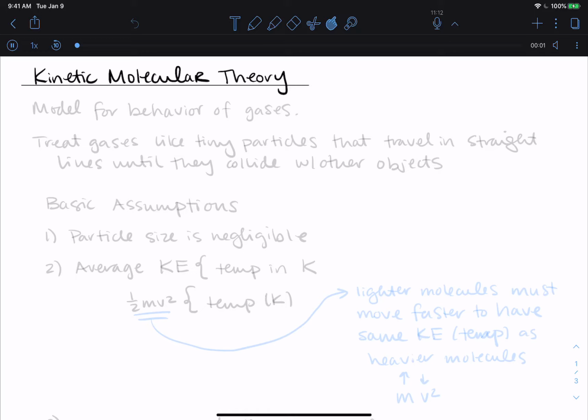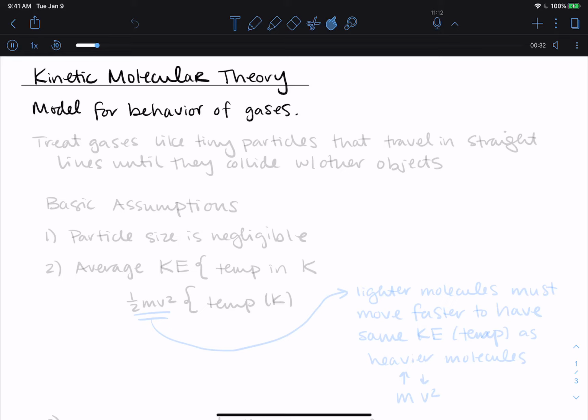So this video is about kinetic molecular theory, which sounds like it's going to be an overly complicated topic, but I promise it's not that bad. This is just how we describe our model for the behavior of gases. And a little bit of this is what we talked about in defining an ideal gas. But we're going to expand on that and add a few pieces.